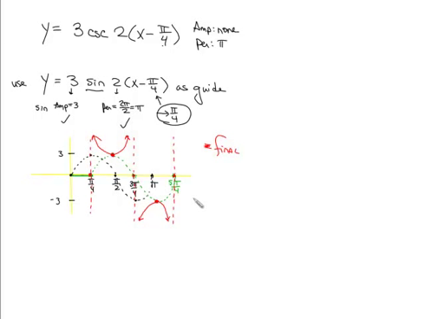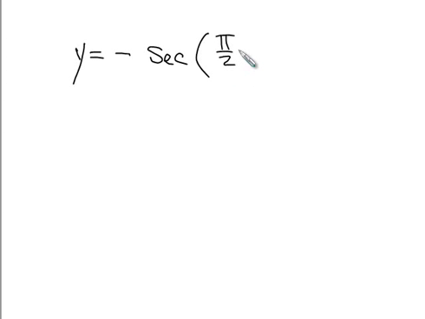We'll take a look at a secant curve now, which is related to cosine. So now we're going to use cosine as our guide. And we're also going to look at a vertical shift here, so I can talk about that. So let's use y is equal to negative secant of parentheses pi over 2x minus pi over 4, minus 2.